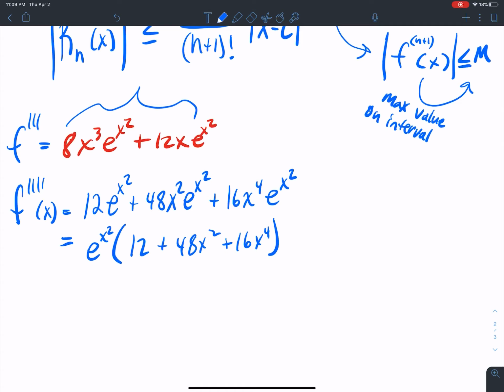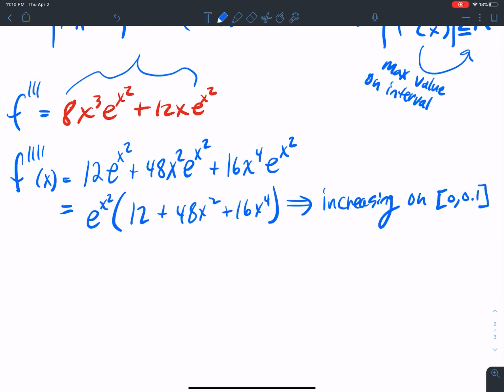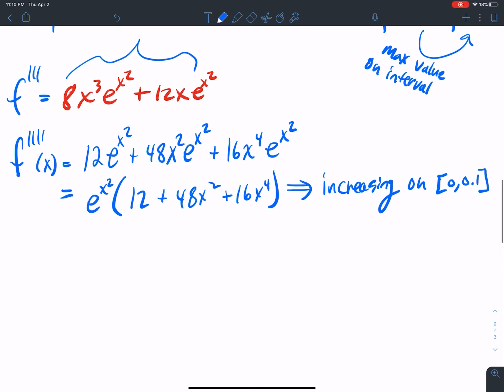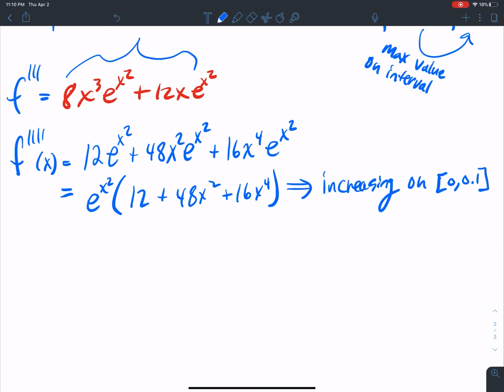Now, what do I know about this function? This function, okay, is increasing on 0 to 0.1. Okay, it's increasing on this interval, right? Now, what does that tell me? That tells me the maximum will occur at x equal to 0.1.